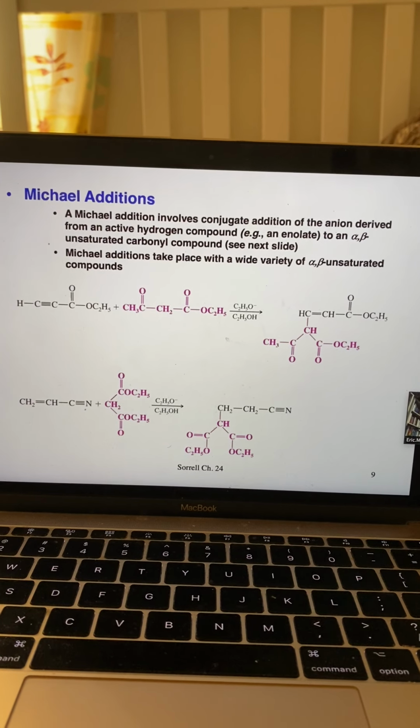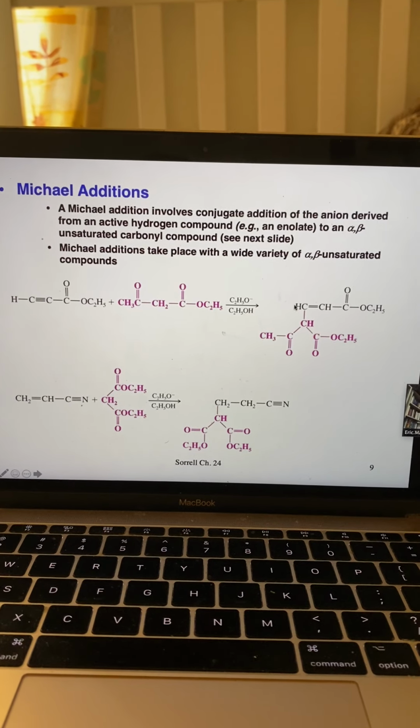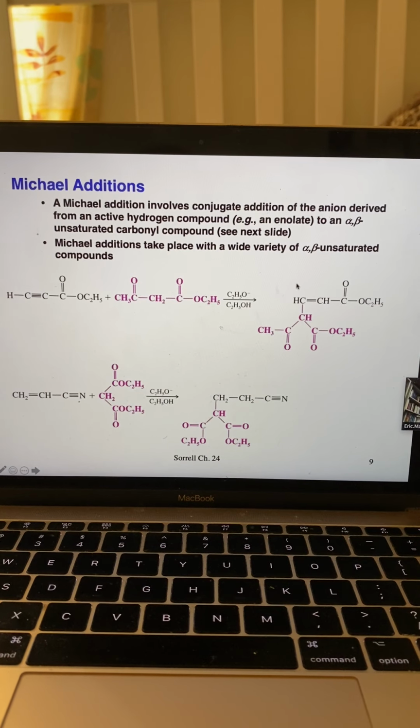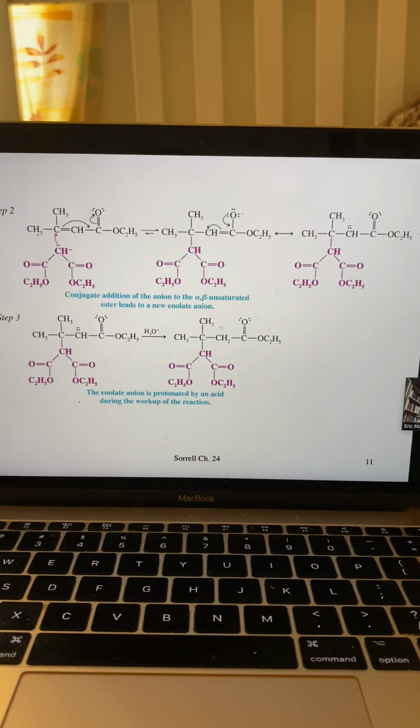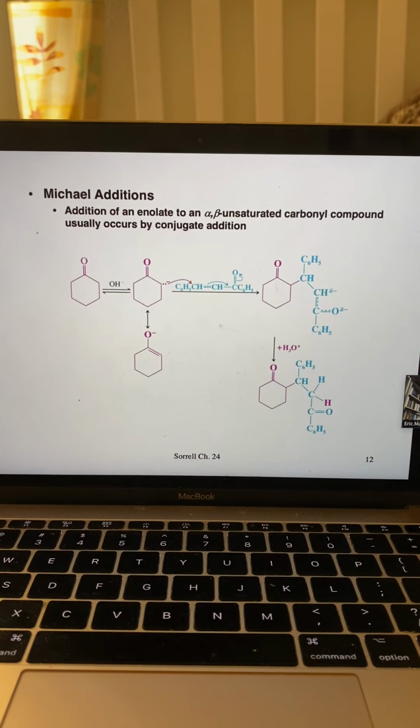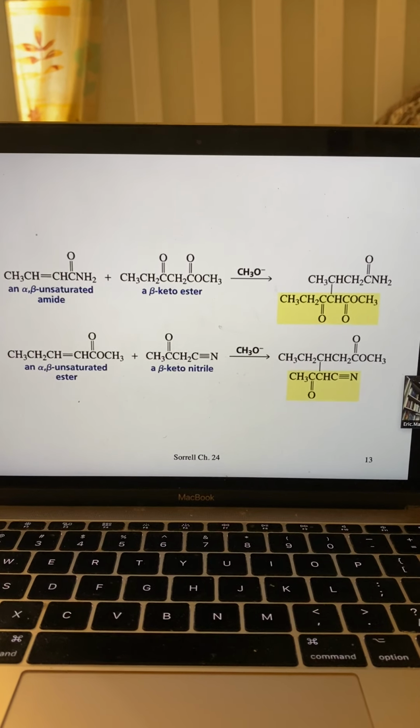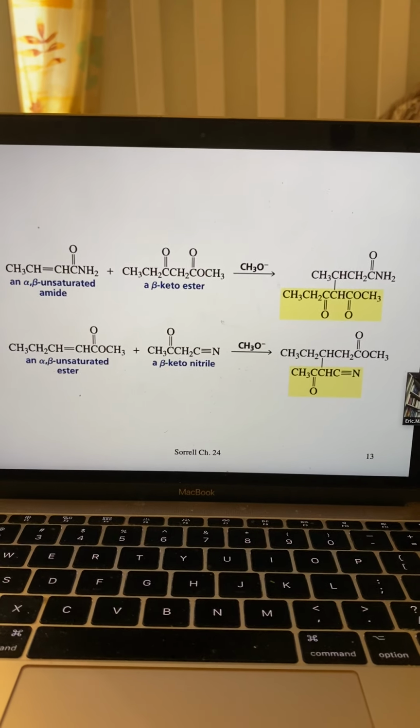Again, I want you to do that. The new reaction in this section is called the Michael reaction. Okay, so we'll talk about that. So you can see different cases of that. Then we look at a different family of them.